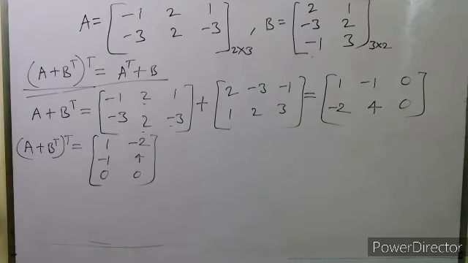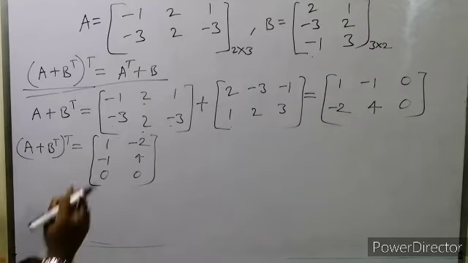Okay, now we have to find out the RHS. What will the value of the RHS be? First of all we have to find out A transpose and then add B. So A transpose plus B. What will the value of A transpose be? We'll read row wise and write column wise. Minus 1 2 1, minus 3 2 minus 3.